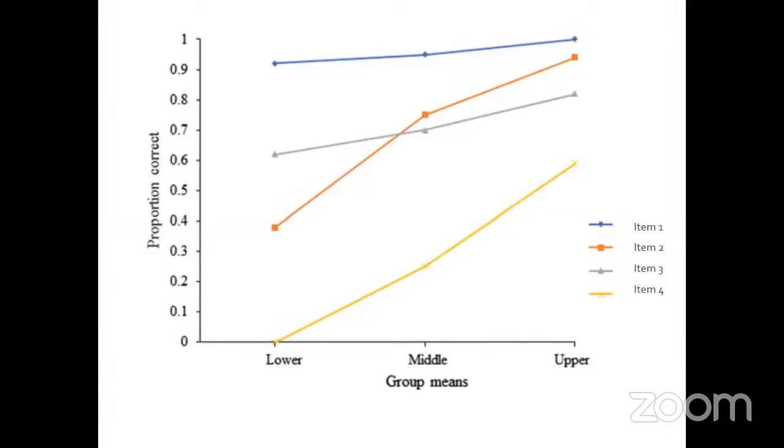Now consider this particular graph here. On the x-axis, we have the lower, middle, and upper groups that we just discussed. On the y-axis, we have the proportion correct: how many of these people got it correct in the lower group, the middle group, and the upper group. We have 4 different items shown here, item 1, 2, 3, 4. Can anyone tell me which is the easiest item among all these?